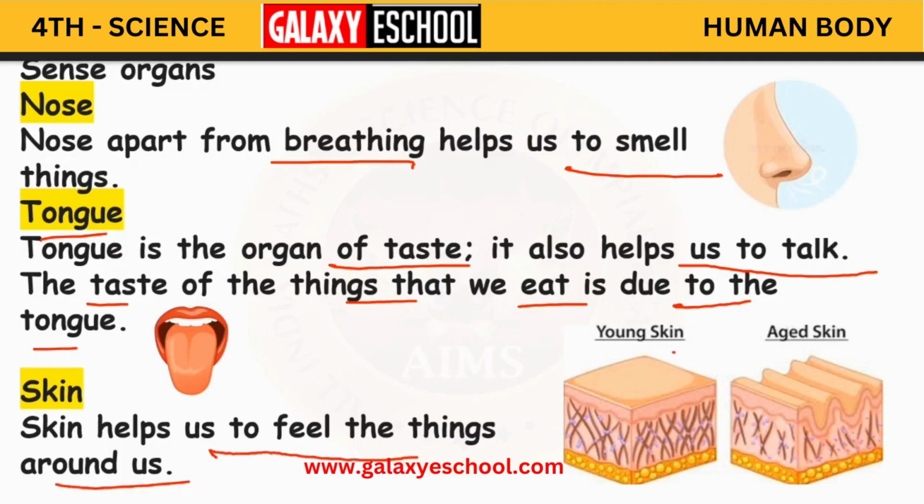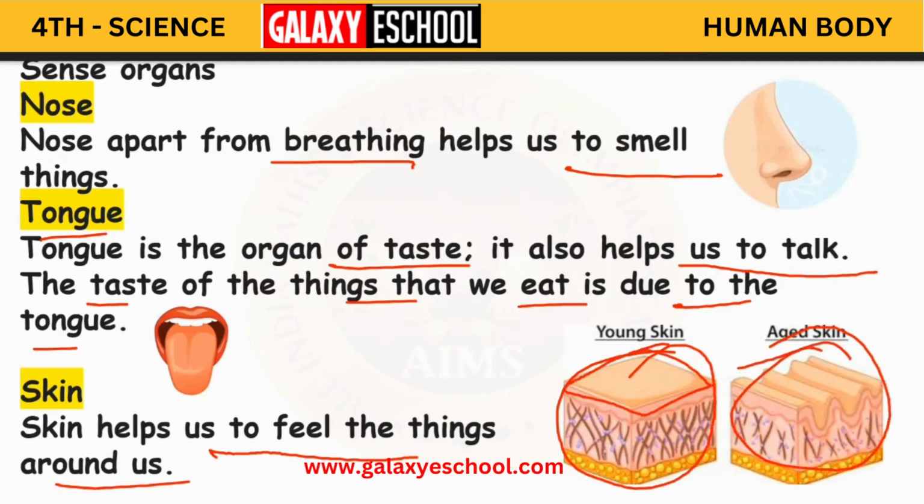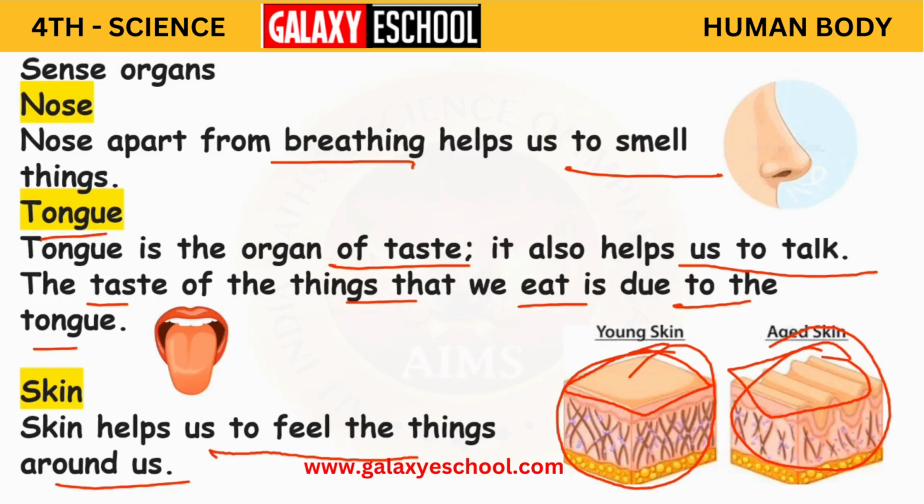The skin that you have on the body, as you can see here in the picture. This is young skin, without any folds. That is aged skin. If a person is aged, then his skin starts getting folded. Okay, children. So this skin is going to help us to feel the things around us. Clear? So these are all the sense organs.